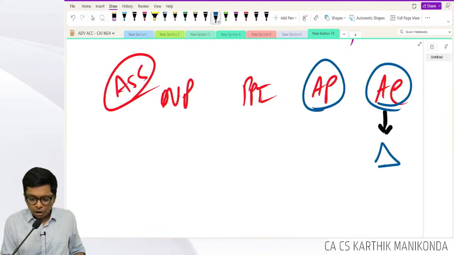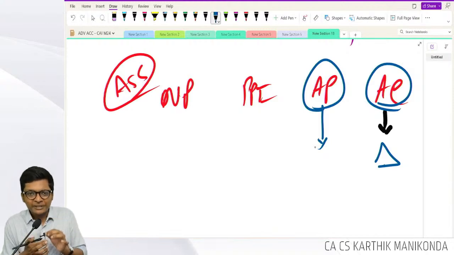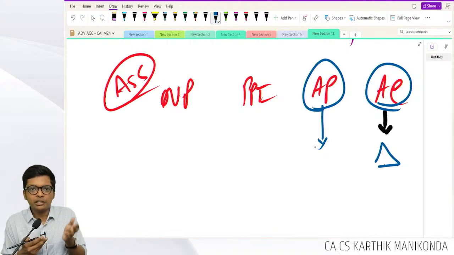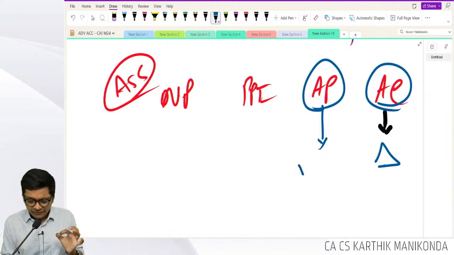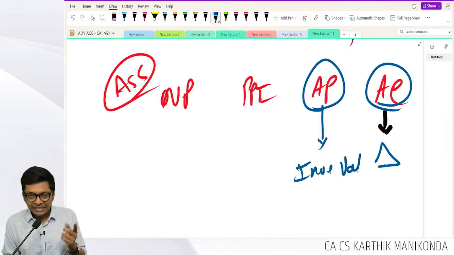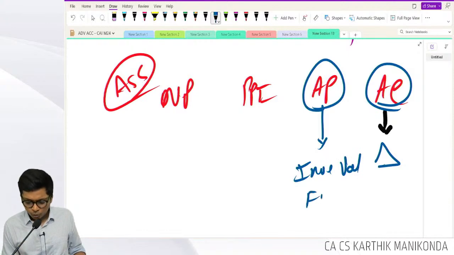That's about it. Accounting policies. What do you mean by accounting policies? We studied in AS1, Group 1: accounting policies refers to the specific accounting principles and the methods of applying those principles adopted by the enterprise in the preparation and presentation of financial statements. Did you understand anything? No. Don't worry about it. Very simple. Inventory valuation is an accounting principle. How do I do inventory valuation? I use FIFO or weighted average, correct?